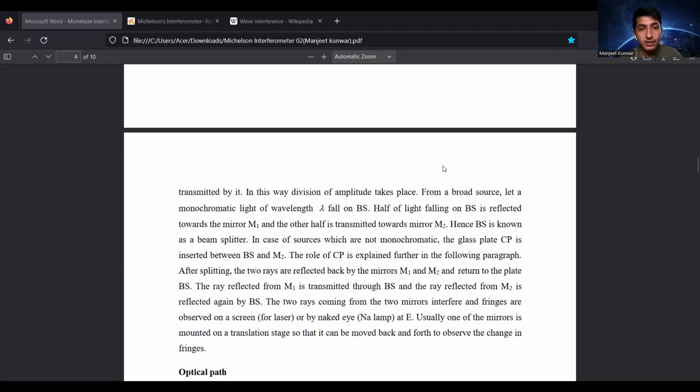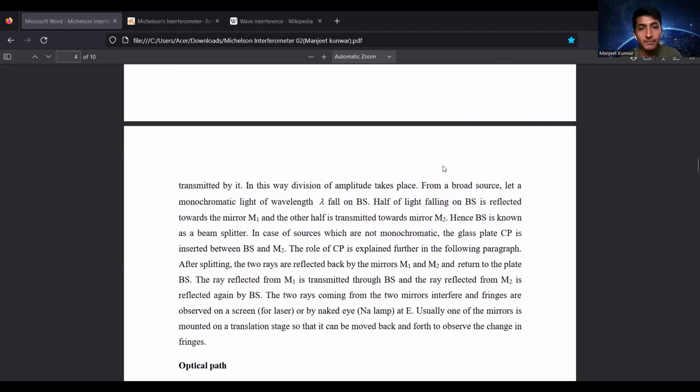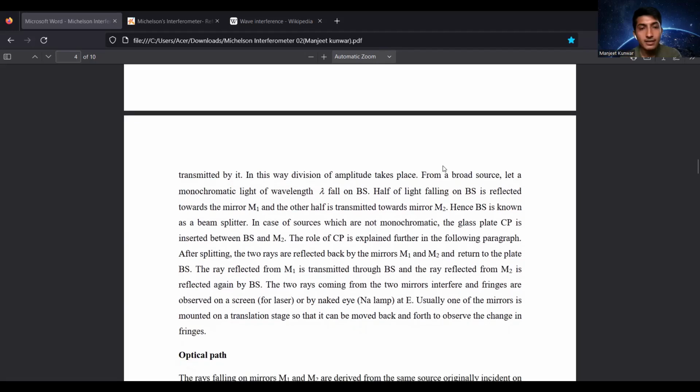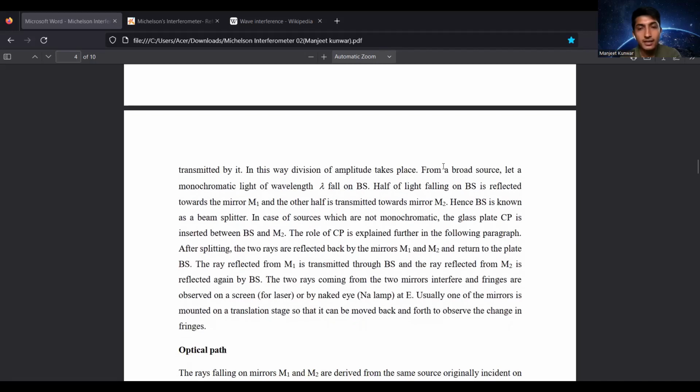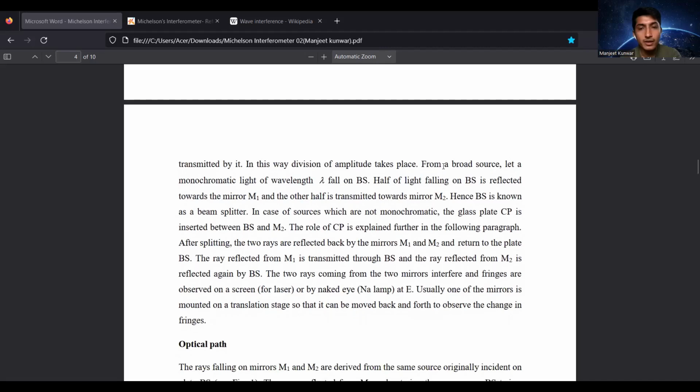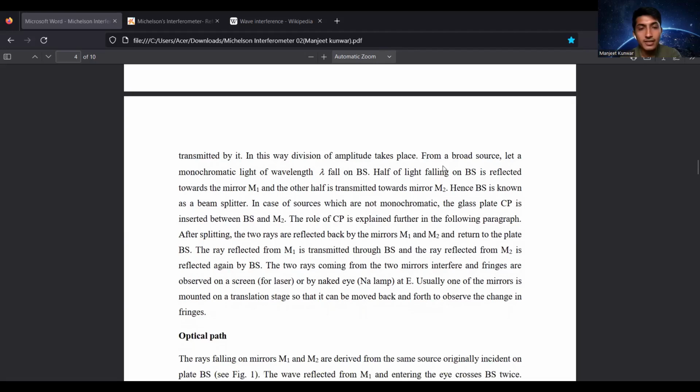After splitting, the two rays are reflected by mirrors M1 and M2 and returned to the plate BS. The ray reflected from M1 is transmitted through BS, and the ray reflected from M2 is reflected again by BS. The two rays coming from the two mirrors interfere, and fringes are observed on the screen for laser, or by naked eye for a neon lamp at E. One mirror is mounted on a translation stage so that it moves back and forth to observe the change in fringes.